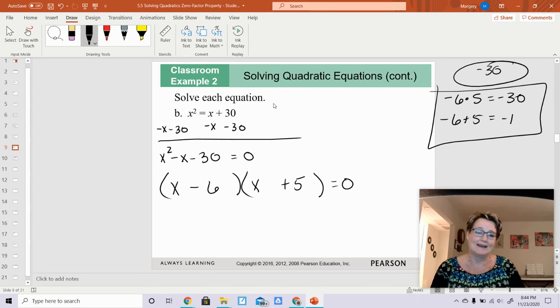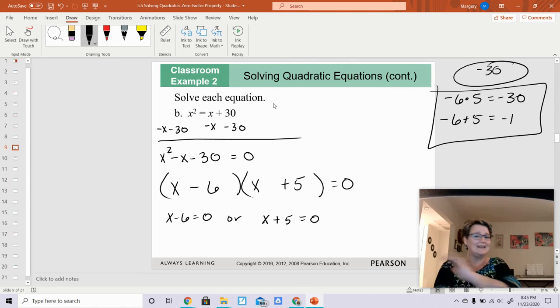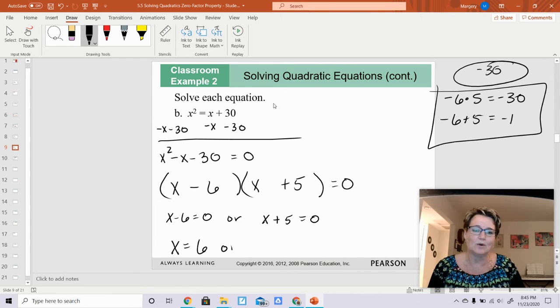Now, once again, I got to set both of these equal to 0. I don't know if I did that on the last problem. I got to double check because for some reason I completely forgot. So again, you factored it. It's factored. Now you have to set each one of them equal to 0. This one here is going to be 6, or this one here is going to be negative 5.